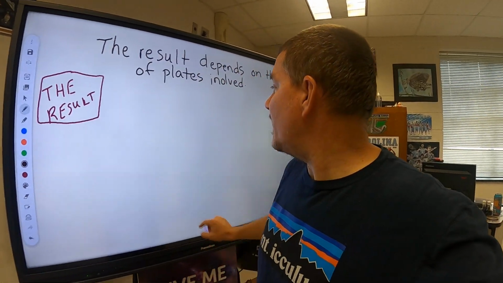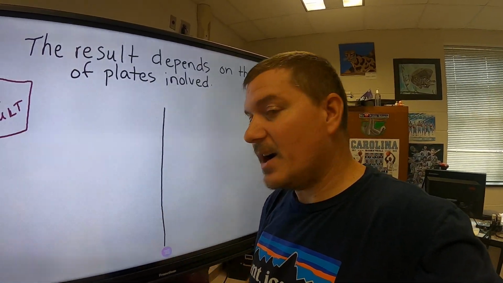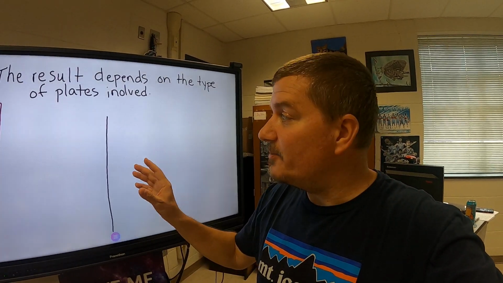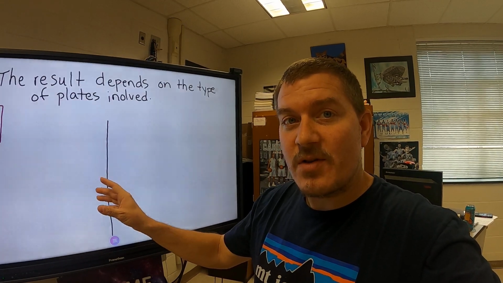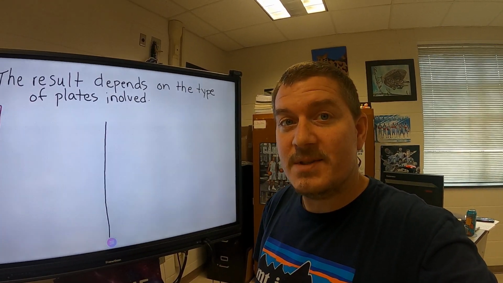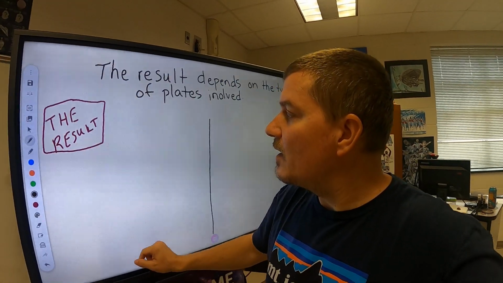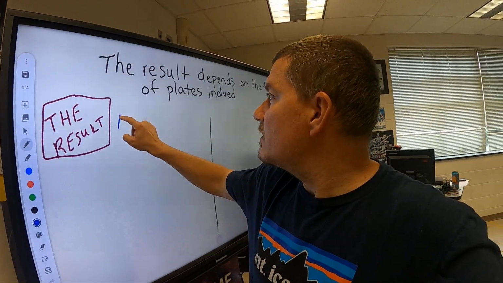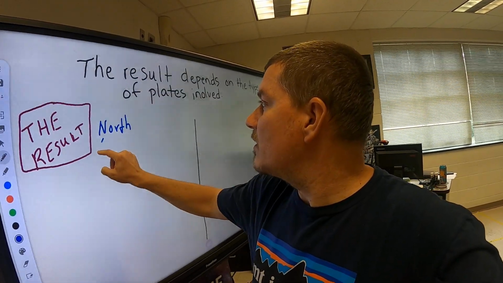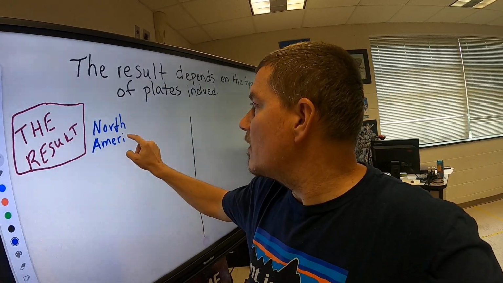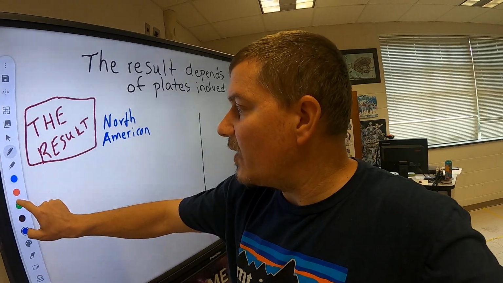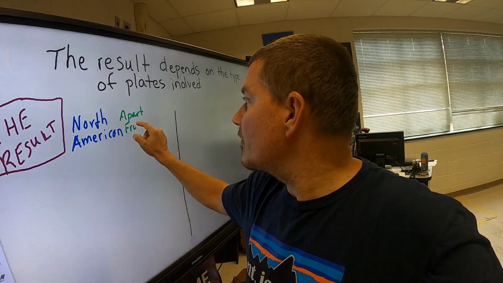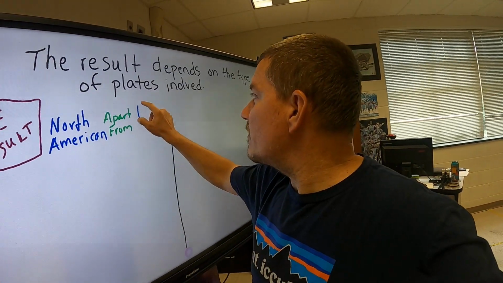So we can now divide our paper into a left side and a right side by drawing a line straight down. On one side, we're going to look at that Eurasian and North American plate, and on the other side, we're going to look at what's happening with the African plate. So let's go ahead and label our example. So we're going to have the North American plate coming apart from the Eurasian plate.